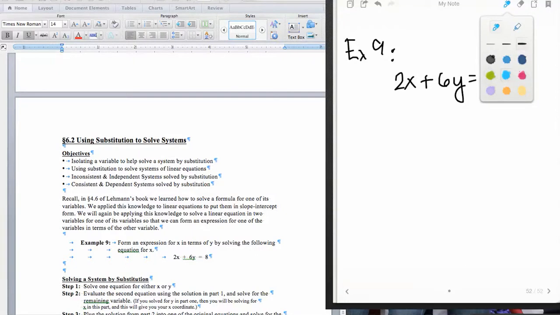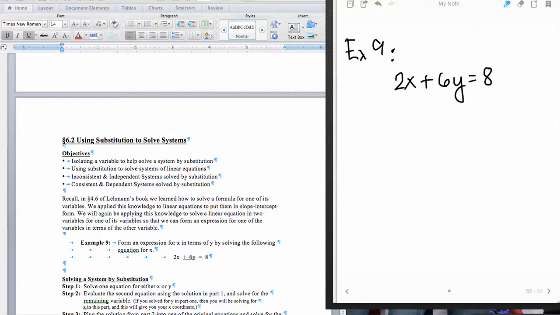Alright, this is our first lecture on section 6.2, and we're using substitution to solve systems in this section. We're going to relearn and review how to solve an equation or a formula for a single variable. And then we're going to use substitution to solve systems, and we're going to figure out what inconsistent and independent systems look like when solved by substitution, and what consistent dependent systems look like when solved by substitution.